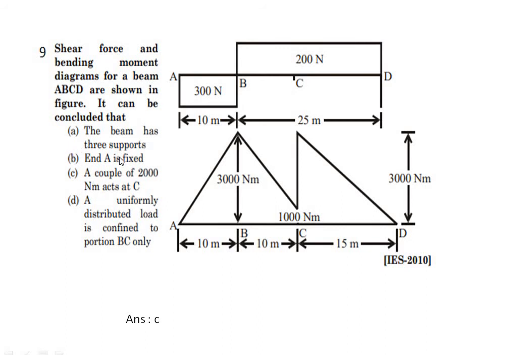So from this diagram you can only say that there is a couple acting at the point C, but there may be some other load associated, but from the statements we can only say that there is a couple at C.